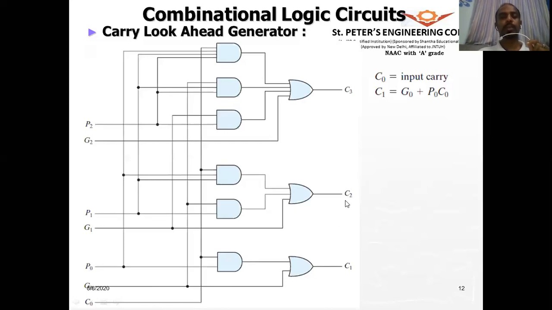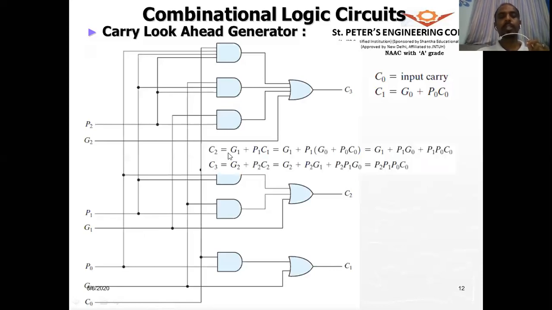Similarly, when you take the C2, if you consider this gate, it has to take in the G naught operation and P1. So that means the carry generated from the previous and so on. So you see that when we write the expression for this C2, it will be G1 plus P1 C1. What is C1? C1 from the previous expression, we got that as G naught plus P naught C naught. All right. So when you put back, we get this expression here.